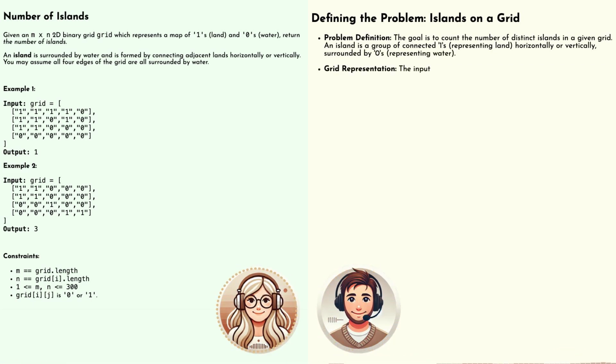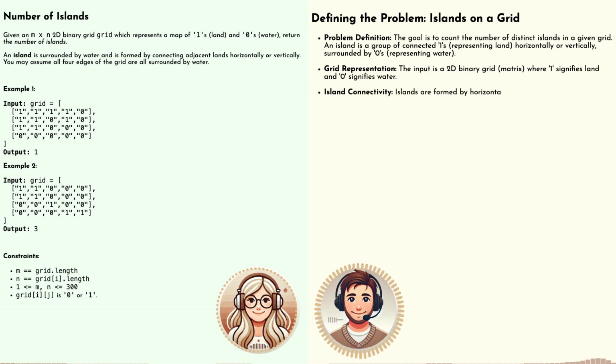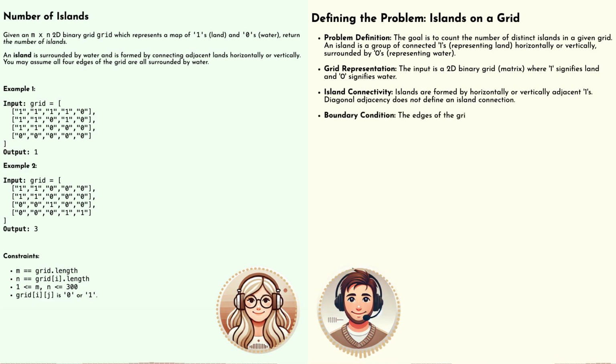Okay, so imagine a map, right? But instead of mountains and rivers and all that, it's all ones and zeros. So ones are land, zeros are water. Your challenge is to figure out just how many separate islands are on this map.